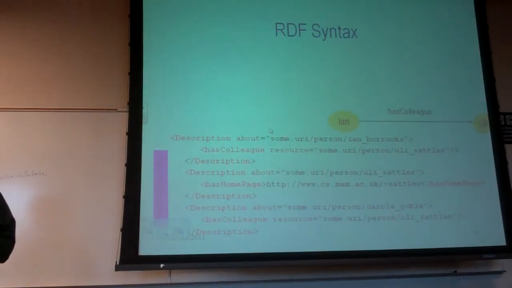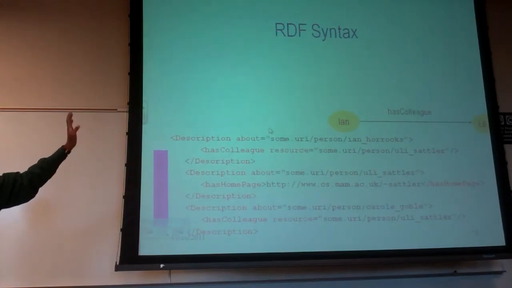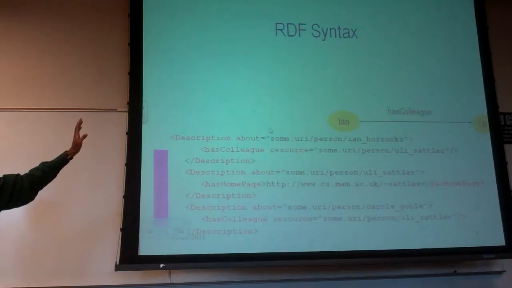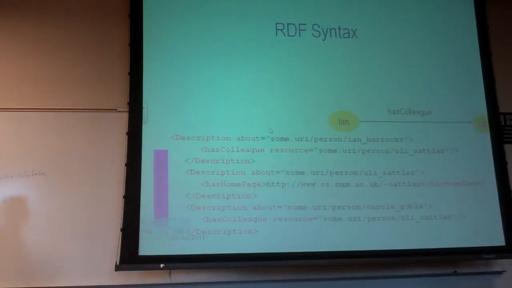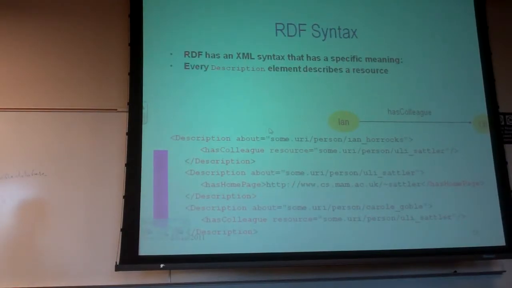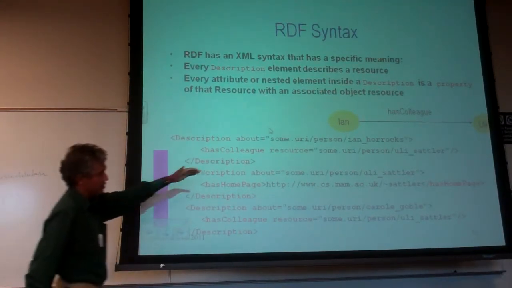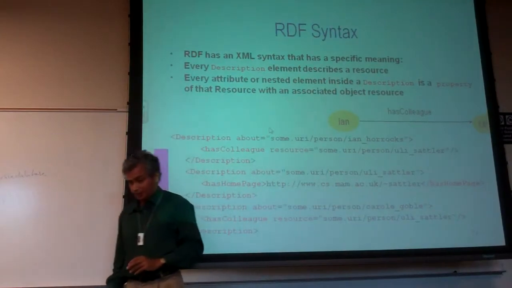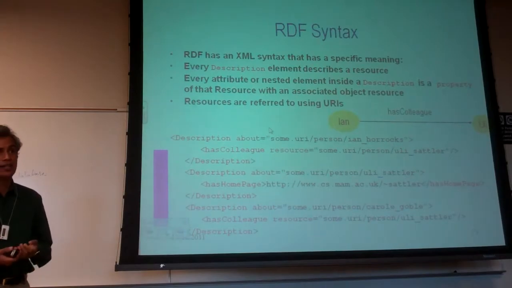A store of RDF triples is a whole bunch of triples like this. That's all. This is basically your syntactic version of this. So essentially RDF has an XML syntax. You agree, right? Every description element describes a resource. Every attribute is a nested element inside a description and is a property, and after the property comes the URI. Resources are referred to using URIs.